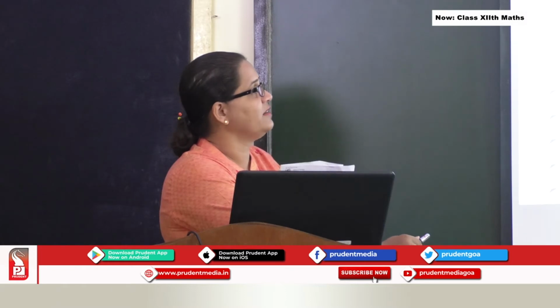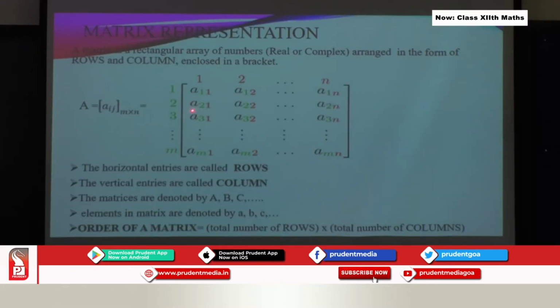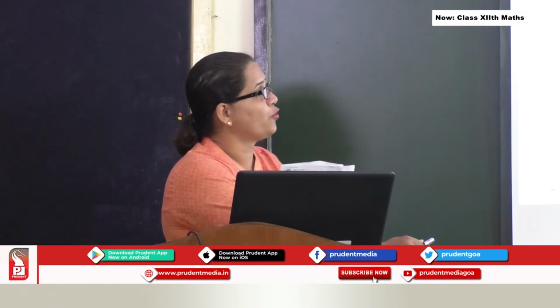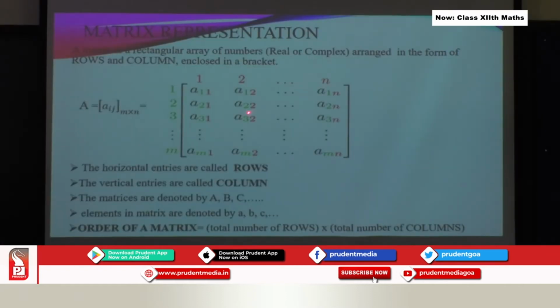Let us go to the second row. When you talk about the second row, this entry is A21. Now what does this 2-1 signify? This 2-1 signifies it is second row and first column. Similarly, when you go further, A22, what does it signify? It signifies it is second row and second column. And similarly, here we have all these entries, and these suffix numbers show the position of that particular entry.